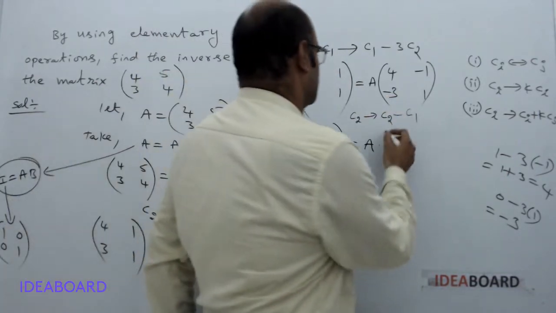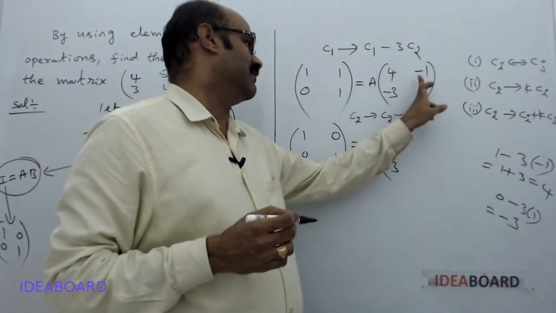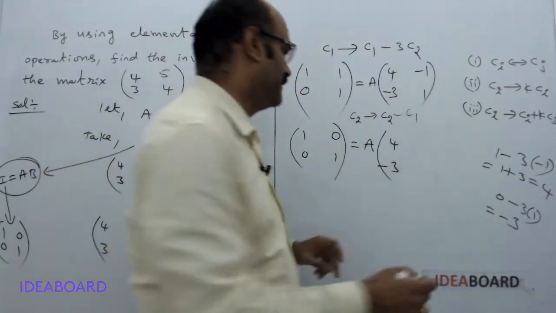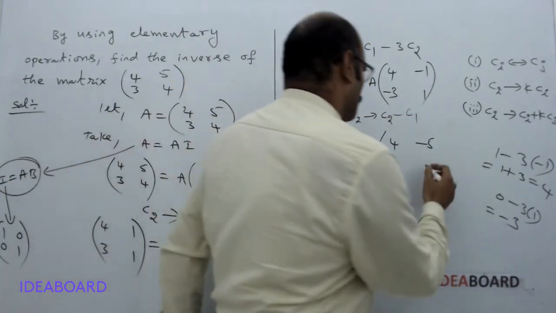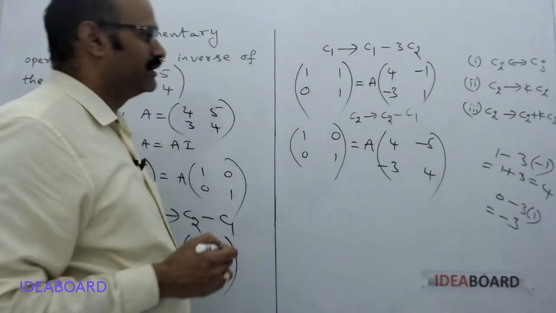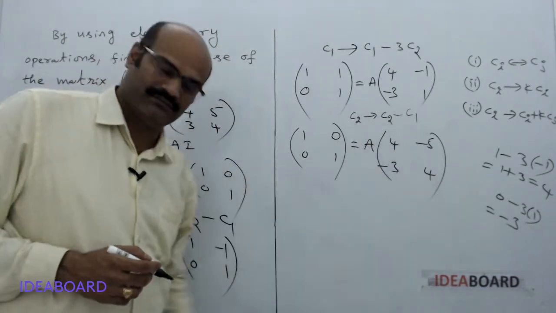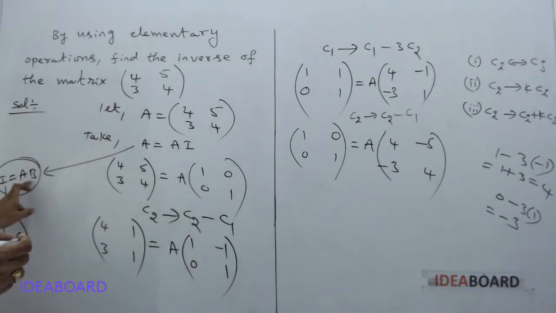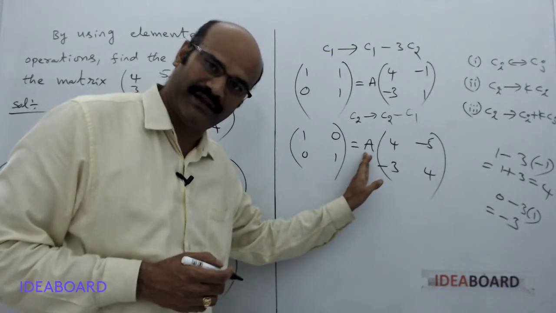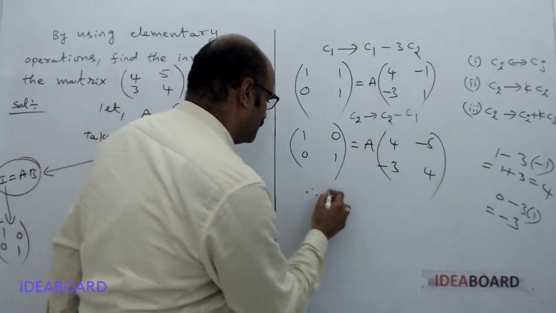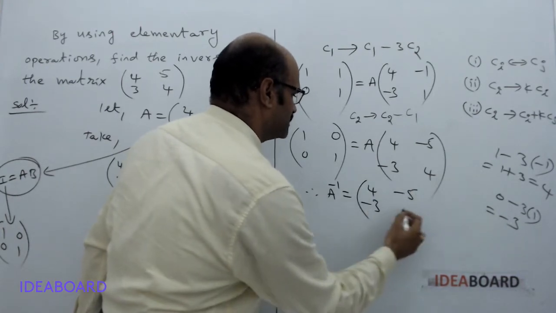C1 is the same, no change, 4, minus 3. C2 minus C1: minus 1 minus 4, minus 5; 1 minus of minus 3, 4. Therefore, we are getting it in the form I equal to A into B. So we say that this matrix is said to be the inverse of this matrix. Therefore, A inverse equal to [4, minus 5; minus 3, 4].